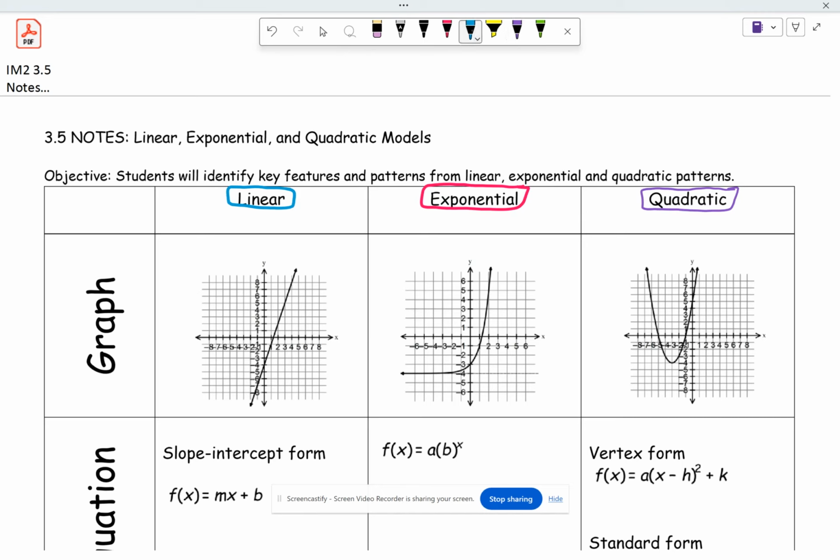All right. I'm going to trace over these so that you can see. So it's this line shape. This is exponential growth that gets bigger, bigger, bigger really fast, or smaller really fast if it's upside down. And then quadratic, you have this U shape. Did you get what you needed? Okay.